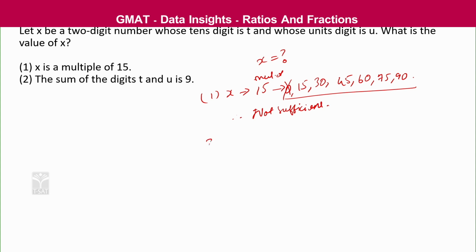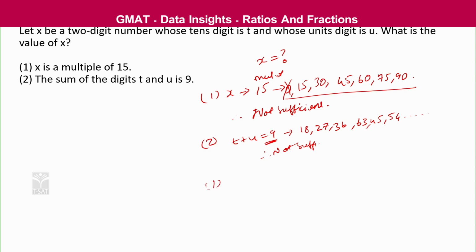Now, statement 2 is saying the sum of digits t plus u is equal to 9. The sum of the digits t and u is equal to 9. So, we still cannot answer this question. It can be anything like 18, it can be 27, it can be 36, it can be 63, it can be 45, it can be 54, any of these numbers. So, therefore, this information is also not sufficient to answer the question.